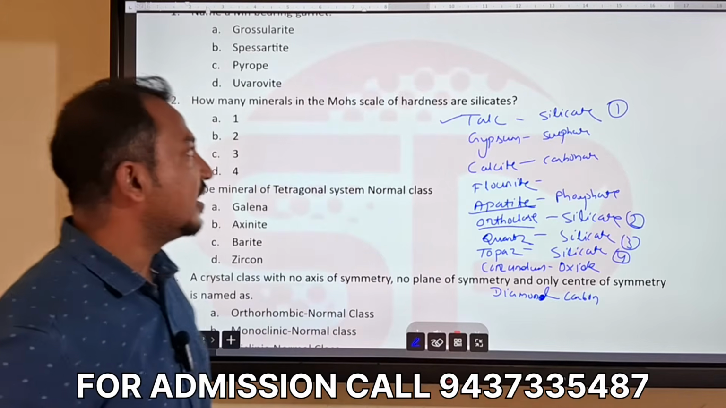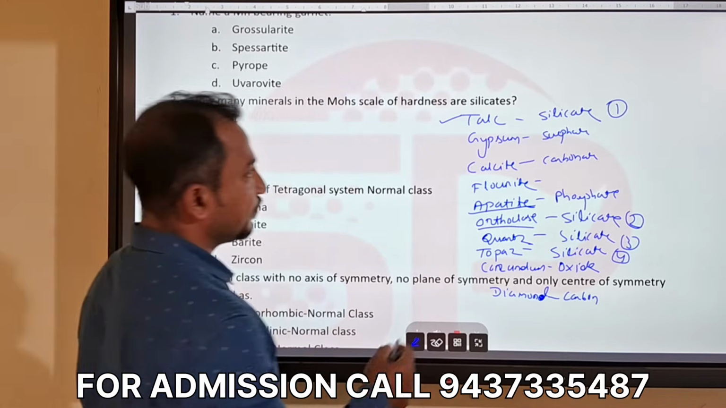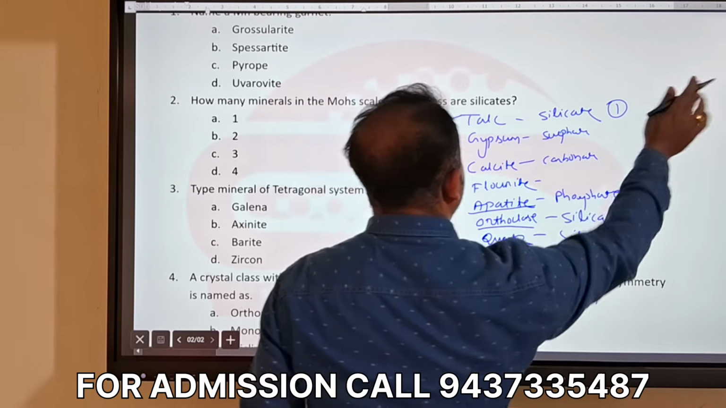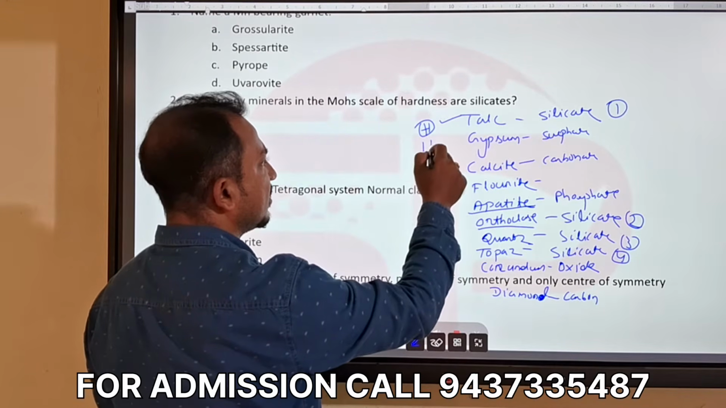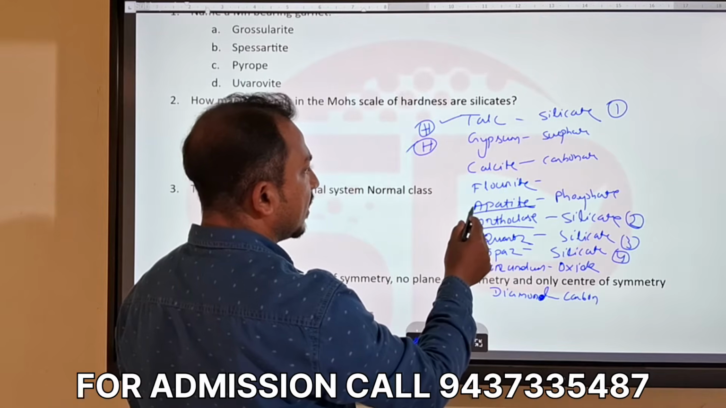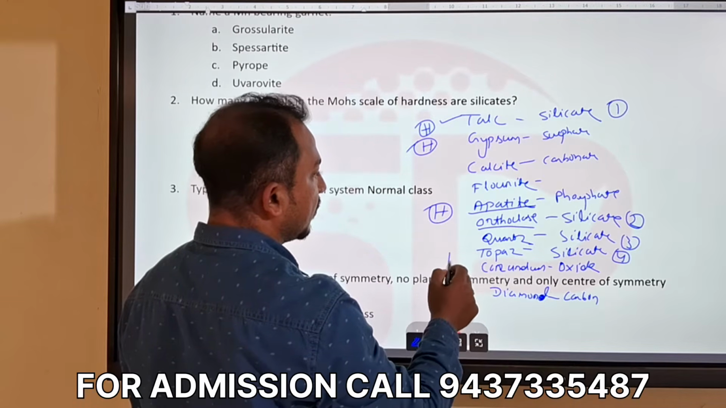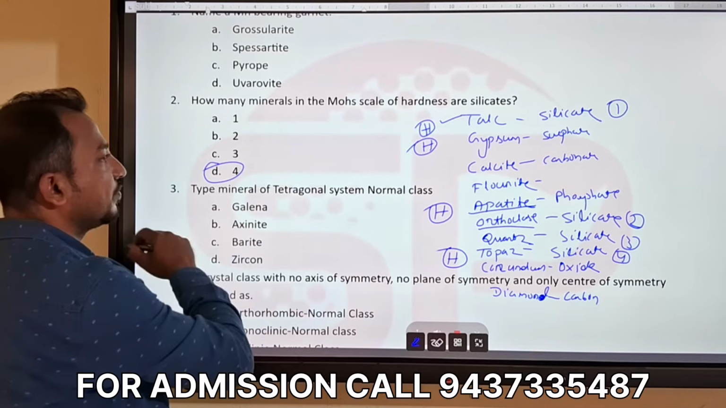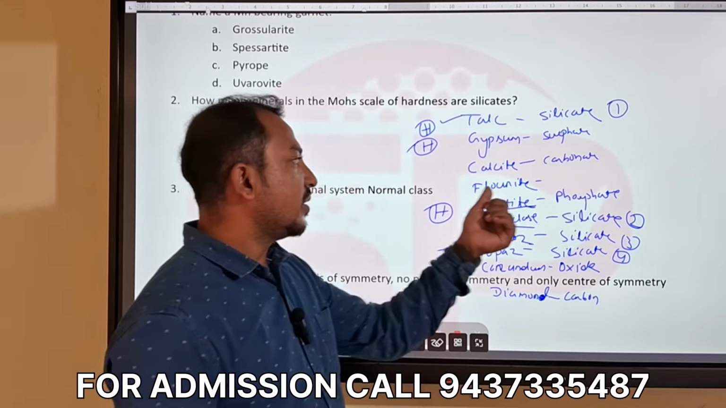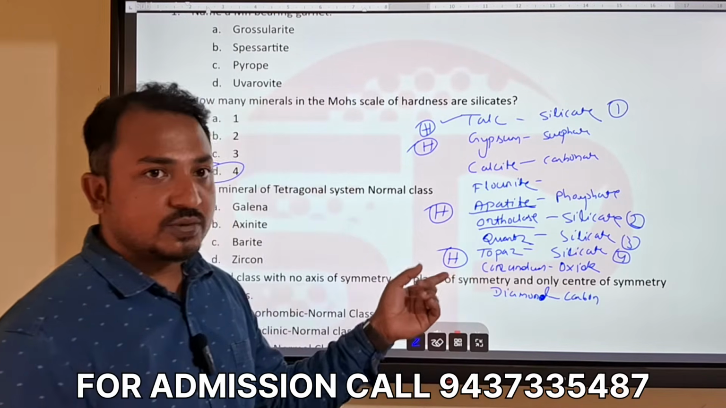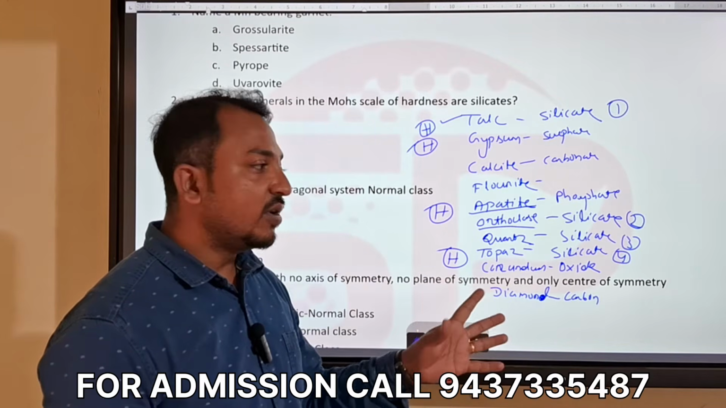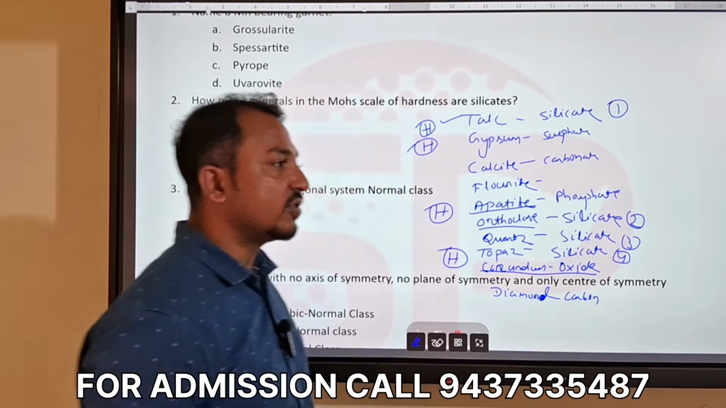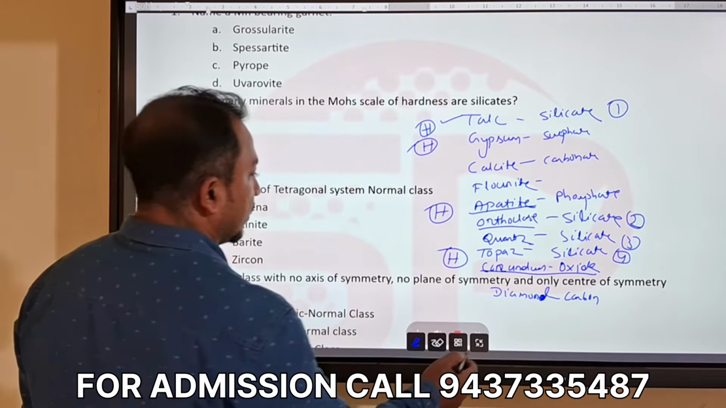There are 4 silicates present in the Mohs scale of hardness, among which talc is hydrous. I'll write it down here: H for hydrous, gypsum hydrous, then apatite hydrous, topaz hydrous. There are 4 silicates present and also 4 hydrous minerals. Phosphate is apatite, corundum is an oxide. Sometimes the question is which is the hardest oxide in the Mohs scale, that will be corundum, Al2O3. So here the answer will be 4.